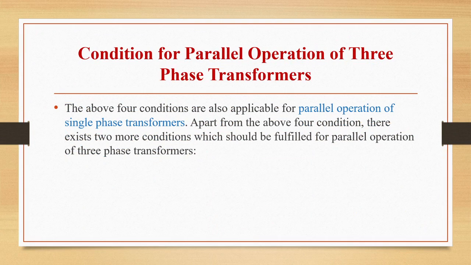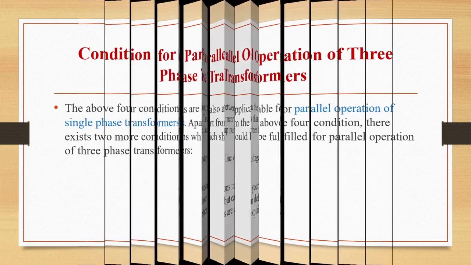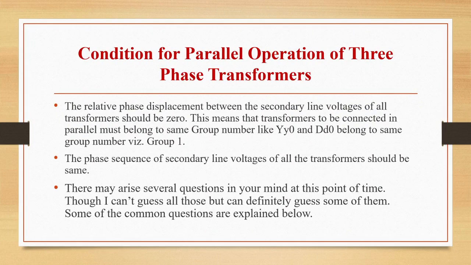Apart from the above four conditions, there exist two more conditions which should be fulfilled for the parallel operation of three phase transformers. So what are they? We will see now. So the relative phase displacement between the secondary line voltages of all transformers should be 0. This means that transformers to be connected in parallel must belong to same group number like YY0, DD0 belong to same group number, group 1. Phase sequence of secondary line voltages of all transformers should be same.